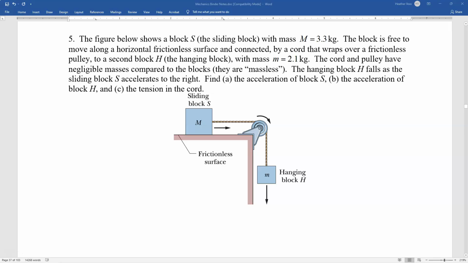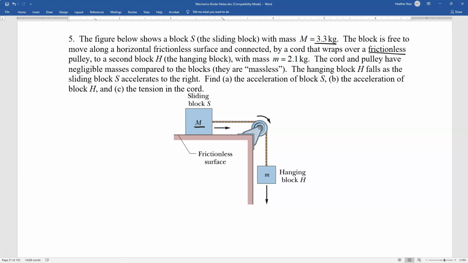Okay, so here in this problem, we have a figure and it's showing a couple of blocks. We have one block that's sliding across the table. It has a mass of 3.3 kilograms. That's our big M here. And then we have a cord. Now you'll notice that we say that cord is wrapping over a frictionless pulley. So that means we don't have to take that into account.